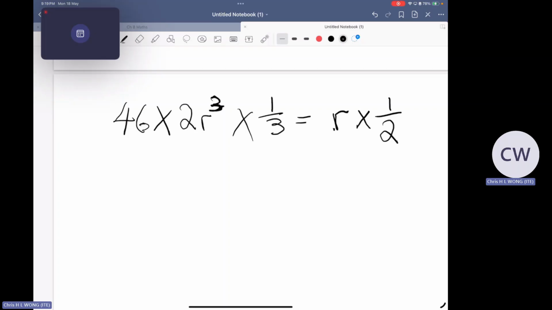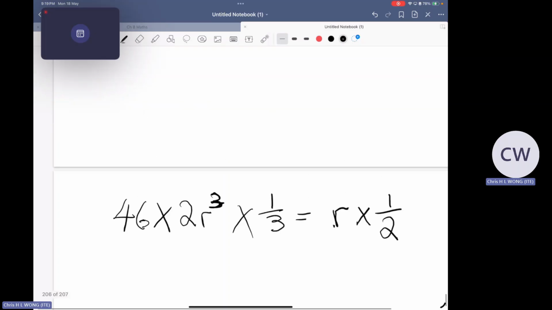Okay, look at the question again. Just do some changes, okay? Make it lower so you can see. 46 times 2R cubed times 1/3 equals R times half. Yeah. How do you do this? Okay. You can do it. Come on, you can do it. I'm sure you can do it.